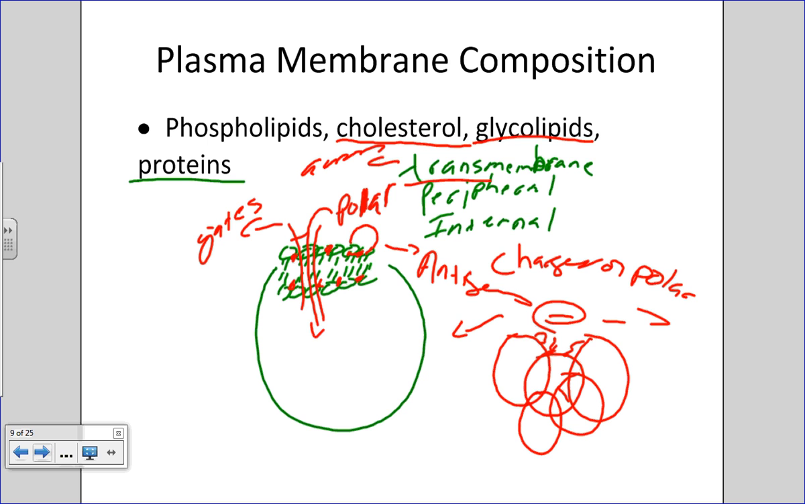For example, the cells in the body that have the highest amount of cholesterol are called Schwann cells. These are like fatty insulators, found in myelin, that wrap around the axon of a nerve cell. You'll learn more about this when we get to nervous tissue.